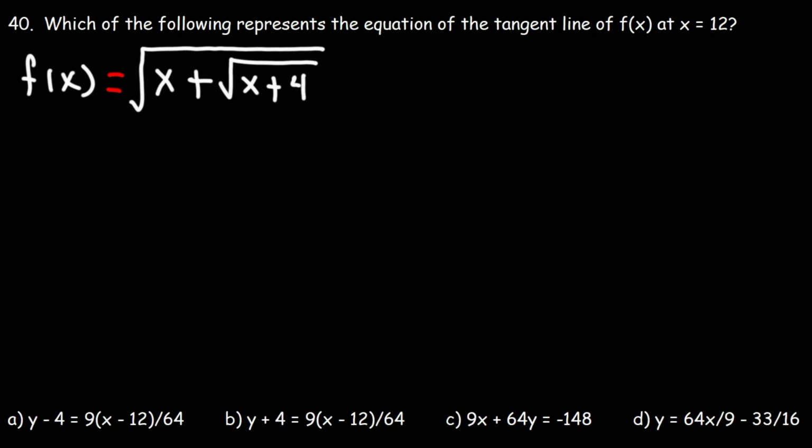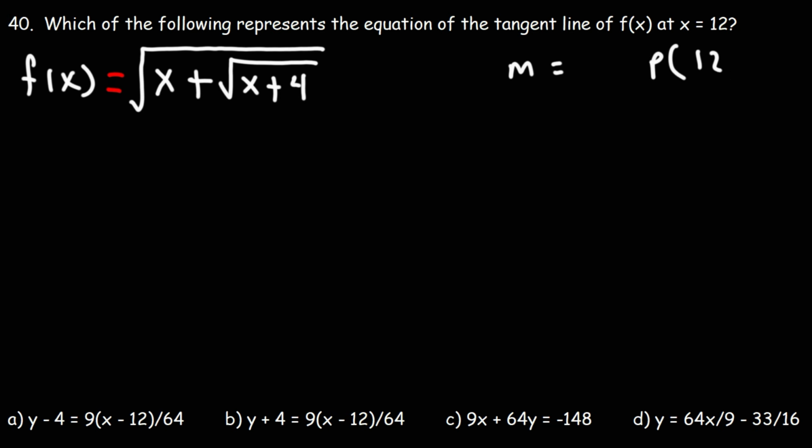Number 40. Which of the following represents the equation of the tangent line of f of x at x equals 12? So in order to write the equation of the tangent line, we need two things. We need the slope and we need the point.